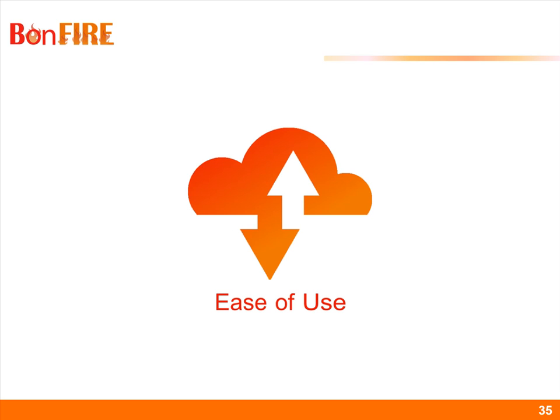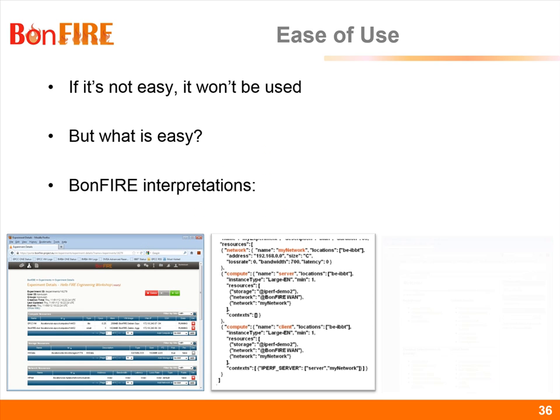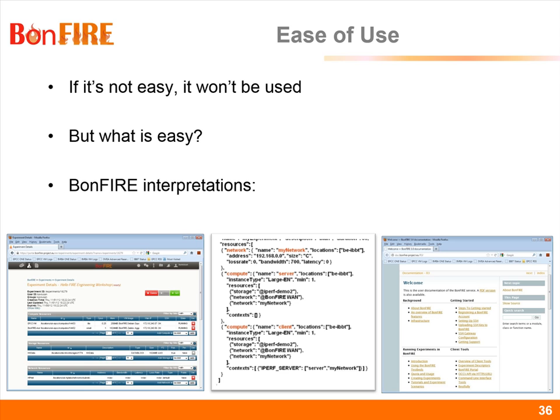Ease of use, the fourth pillar of BonFIRE. We always thought that we can do whatever clever things we like, but if it's not easy, it won't be used. Easy is very hard to interpret and misinterpret. For us, the target was experimenters like you, people who want to validate the cloud application. For this reason, we provide various interfaces, a progression through them, and documentation.